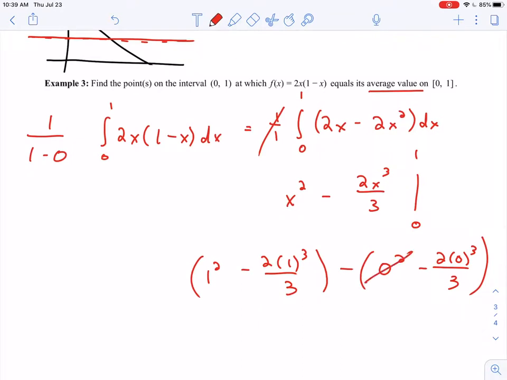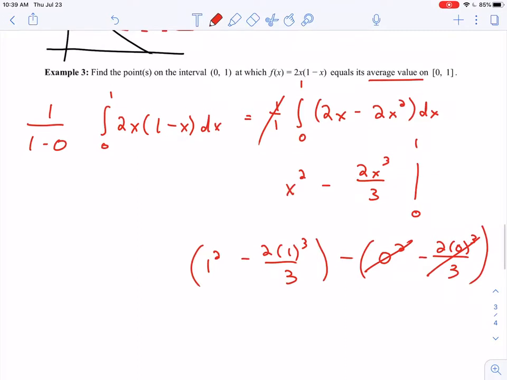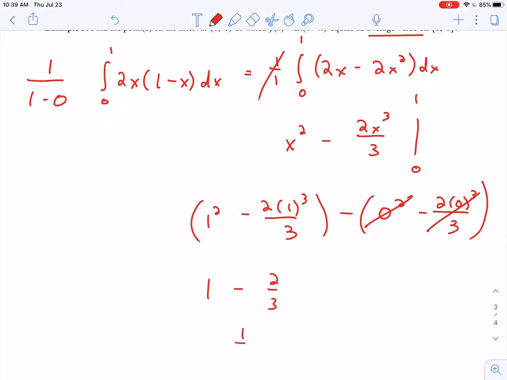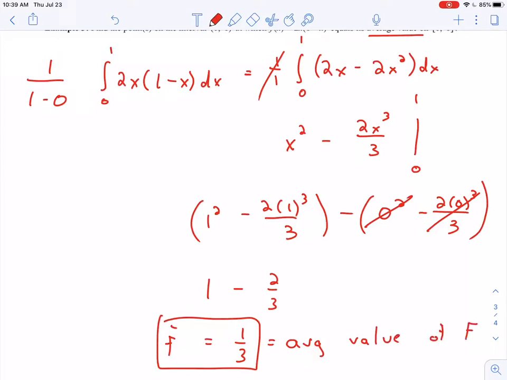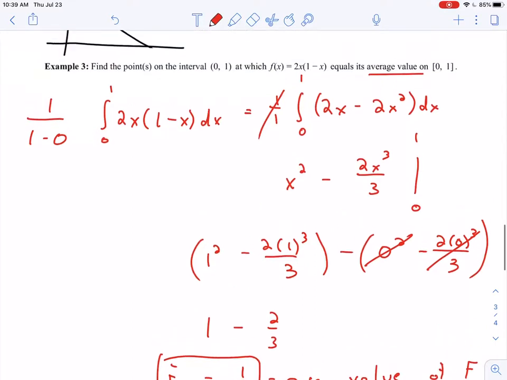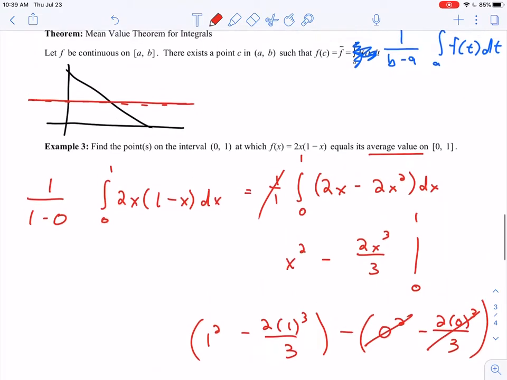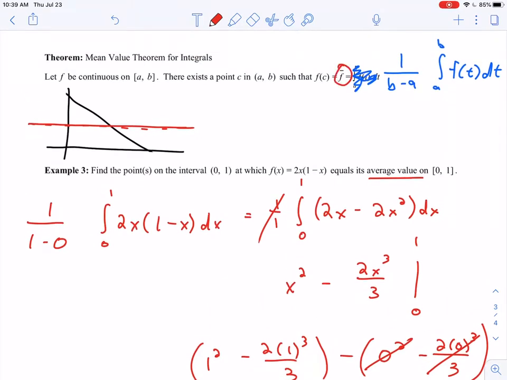0 squared is 0. 2 times 0 to the third divided by 3, that's 0 as well. On the left-hand side, I've got 1 minus 1 to the third will be 1 times 2/3, that's just going to be 2/3. 1 minus 2/3, this gives me 1/3. So this is f bar. This is my average value. This is the average value of f on the interval 0 to 1. So I found the average value. What I found is this piece right here, that f bar.